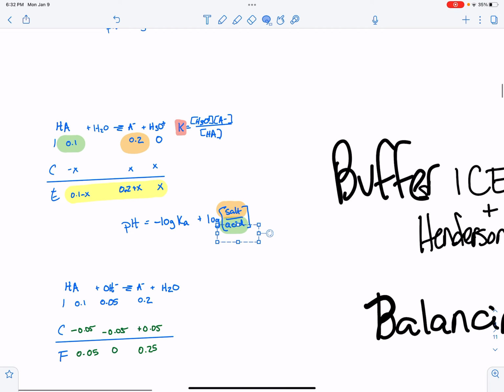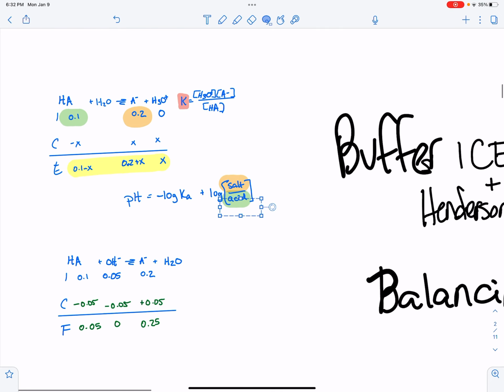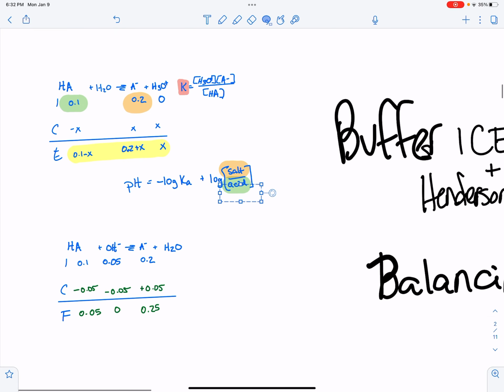Now, the final part of buffers has to do with actually making a buffer using a reaction. So you're also going to learn about ICF charts, F meaning final. This is not an equilibrium, so I didn't mean to write that with an equilibrium sign. That's a straight on arrow.